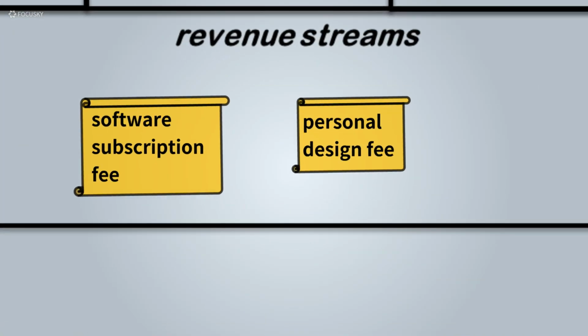So how can we make money? First is a software subscription fee. This fee is mostly for the publishers. So the publishers will need to pay us per month to use this system. Also, if they want additional design for individuals among them, they will pay a personal design fee to add more features for their use.